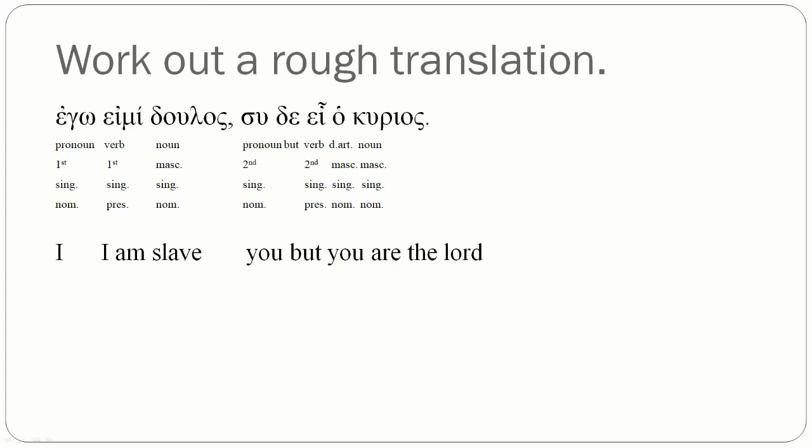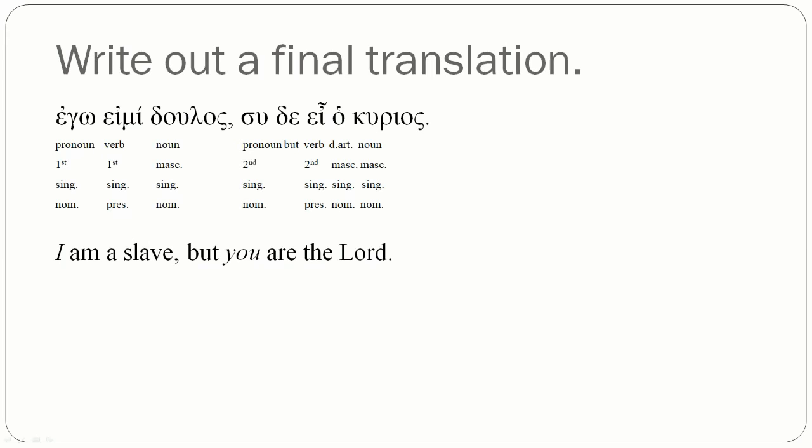All right, let's clean this up here. You don't need to have that I am. So when you do your final translation, take note, I said before, if you have a first-person singular verb and you have a first-person singular pronoun there, it is somehow emphasizing that. Okay, ego eimi doulos, I, myself, am a slave. Su de ei ho kurios, same thing happening here. Notice you have a nominative pronoun with a second singular verb. Therefore, you've got there, but you, emphasis, are the Lord.